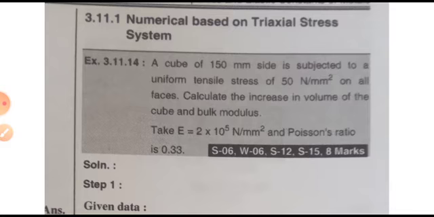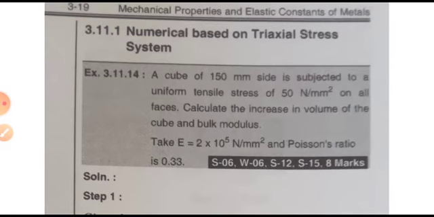Now read the problem. A cube of 150 millimeter side is subjected to a uniform tensile stress of 50 Newton per millimeter square on all faces. Calculate the increase in volume of the cube and the bulk modulus. Take E equal to 2 into 10 raised to 5, and Poisson's ratio equal to 0.33. That means first we have to calculate K.